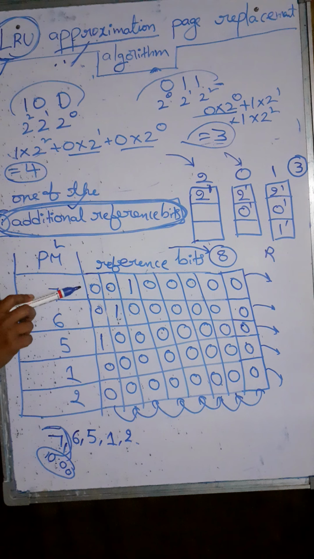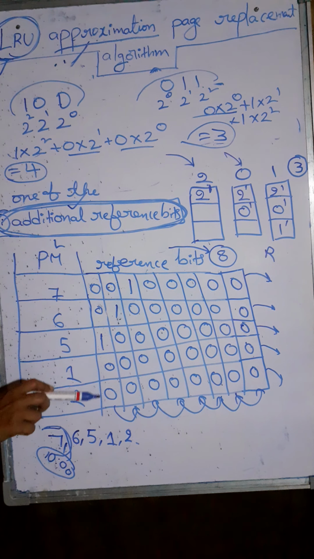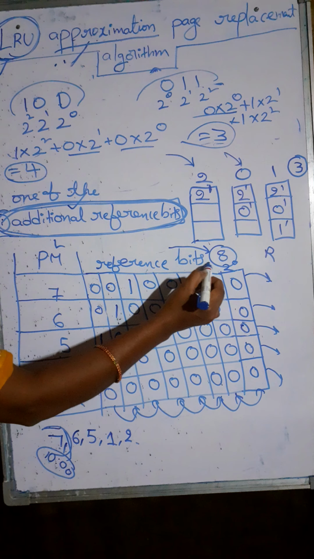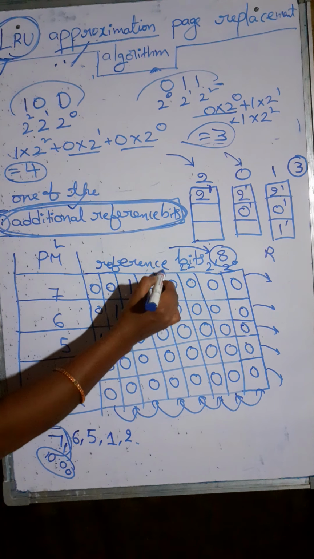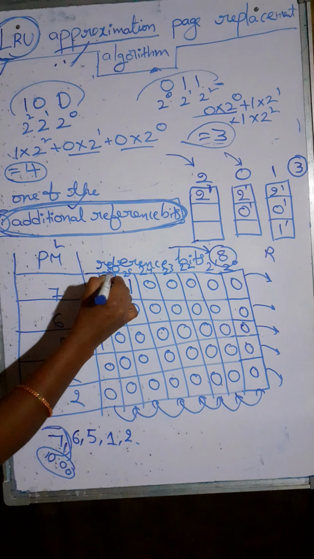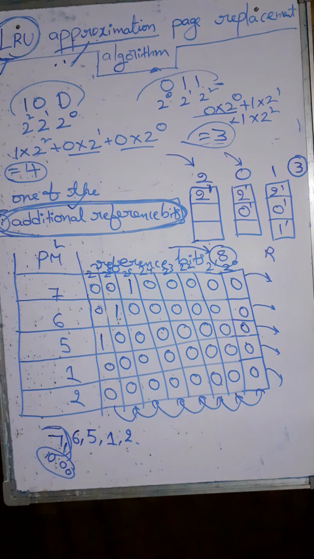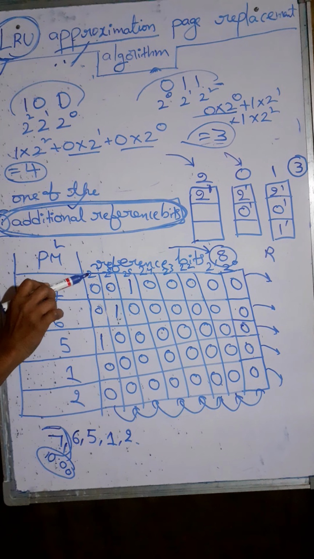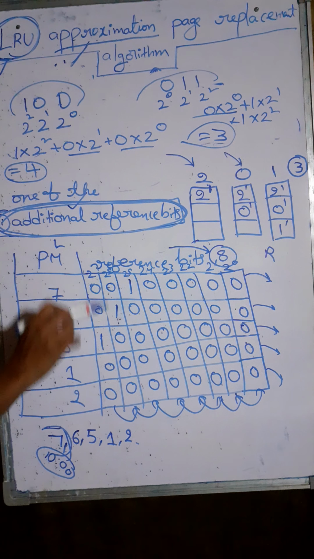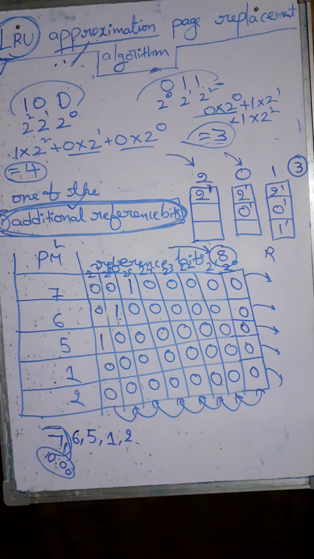In a similar way, we should calculate the decimal value for all these numbers. That means we should write 2 power 0, 2 power 1, 2 power 2, 2 power 3, 2 power 4, 2 power 5, 2 power 6, 2 power 7. So again we should calculate 0 into 2 power 6, 0 into 2 power 5, and so on. Like that we should calculate the decimal value.